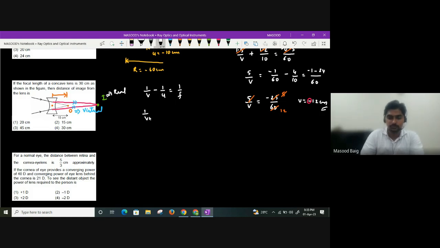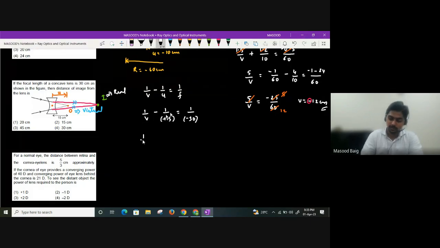I don't know where the image is formed. But what is the object distance? Because it is measured in the direction of incident rays, can I take it as positive or not? Plus 15 you will get. This should be equal to 1 divided by the focal length of the concave lens. I wrote yesterday that the focal length of a concave lens is negative. So how much will it be? Minus 30 you can write.